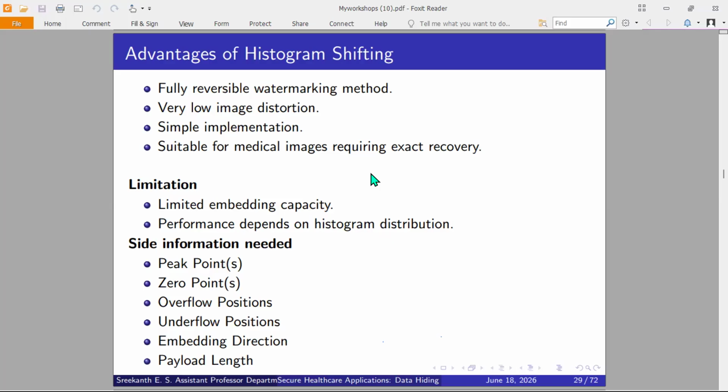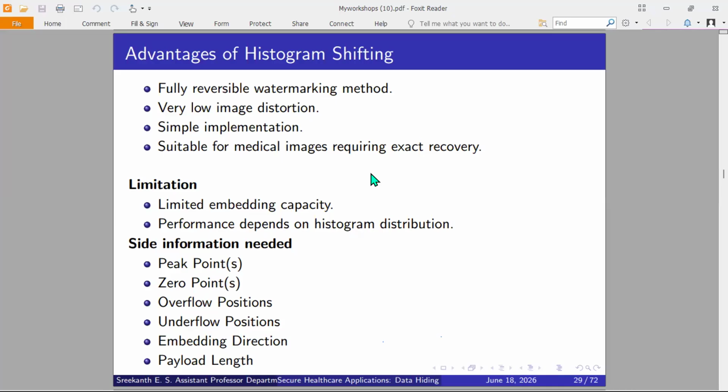See, when we are finding an intensity, if it is 254 and let it be 255, and we are shifting right, so the intensity will become 256, which is not valid. So in such cases, such intensity should be monitored, and that should be communicated using some kind of location map. Okay, so that is very important.